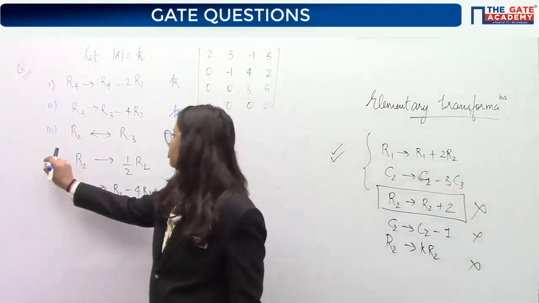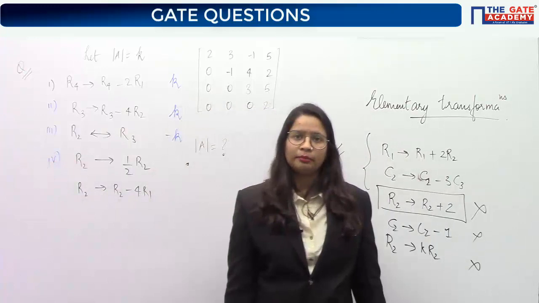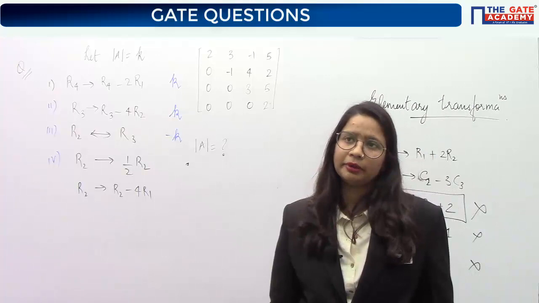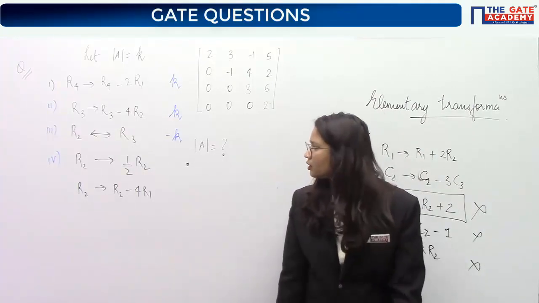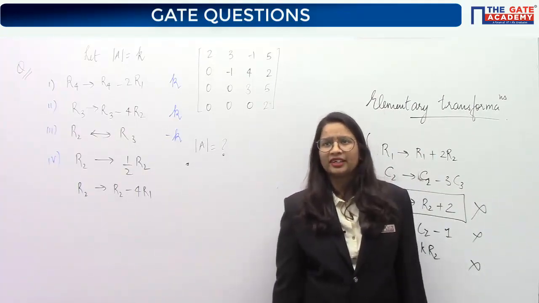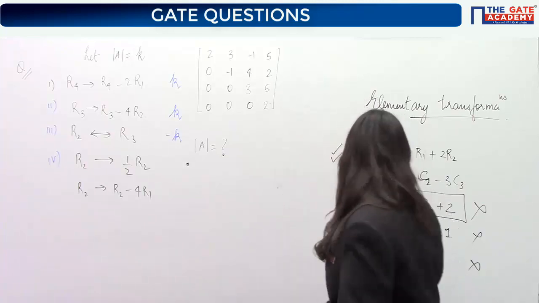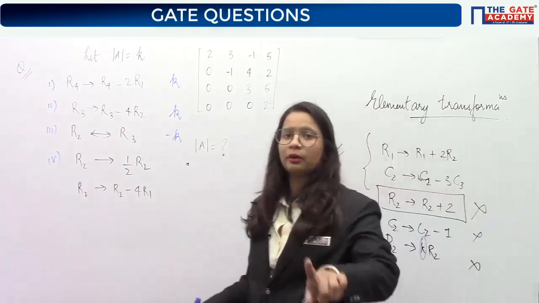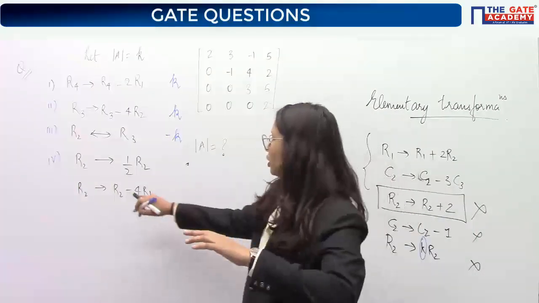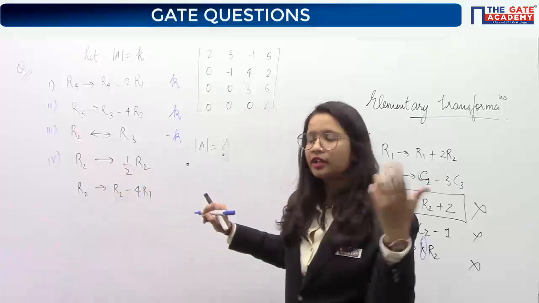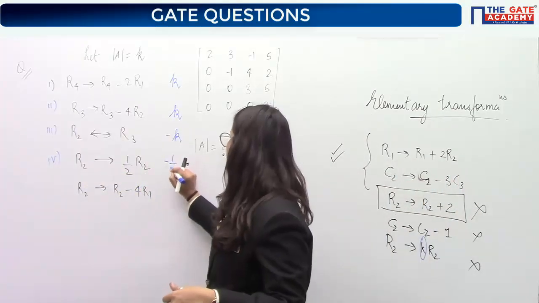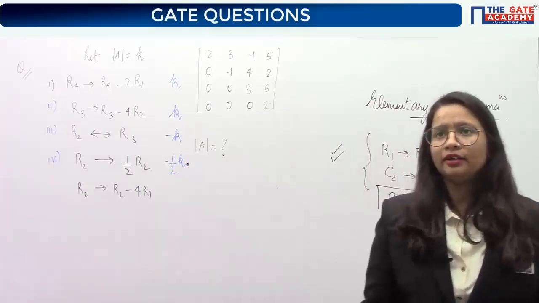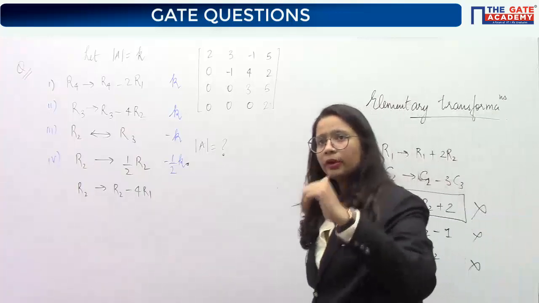Now after the fourth transformation, tell me what will be the determinant value? It will become -k by 2 obviously. Again, it's the same thing: if you have multiplied any particular row with a common factor, the determinant also gets multiplied by the same factor. So if your row 2 is multiplied with half, the determinant will also be multiplied with half. So if it was -k here, after this step it will become -k by 2. Yes, now everybody is answering correctly.